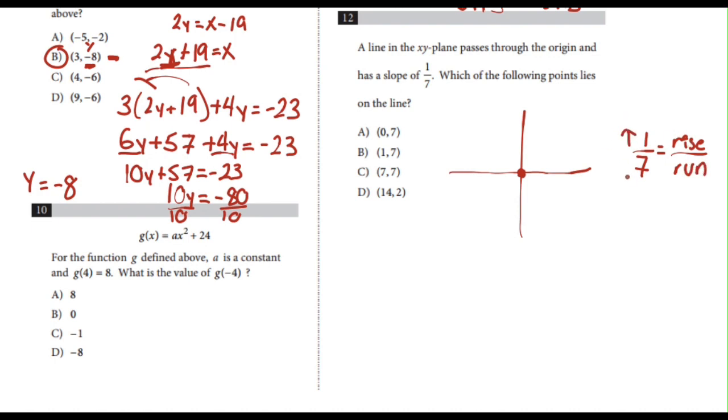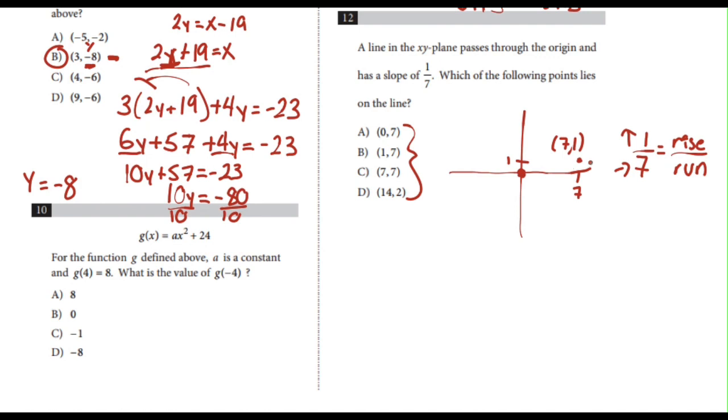This means that we're going to go up 1 to the right 7. So first, we'll go up 1 to the right 7. This point right here will be 7, 1. And if we look at our answer choices, we do not have 7, 1. We have 1, 7, which is not 7, 1.